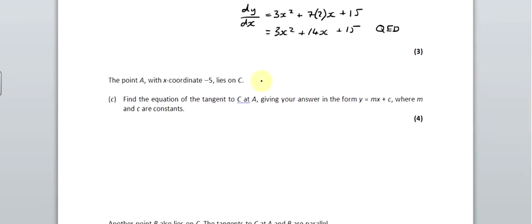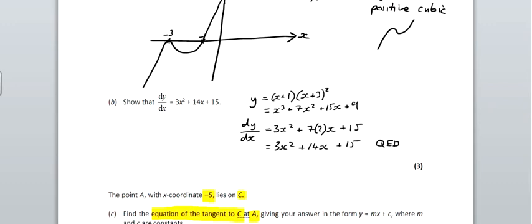Now we're given some more information here. We're told that the point A has an x coordinate of -5 and it lies on C. So let's just get a feel for that. And then it's asked us to find the equation of the tangent to C at A. So let's just get a feel for what that means in terms of our curve. So you can see that x coordinate -5, so it's going to be somewhere down here, and we're after the tangent, so we're going to have something with quite a steep gradient, and it's going to be a straight line. So let's see if we can work that out.